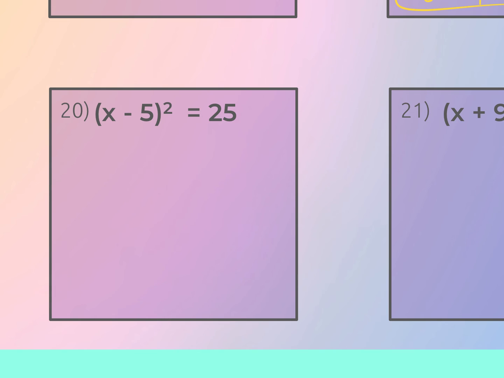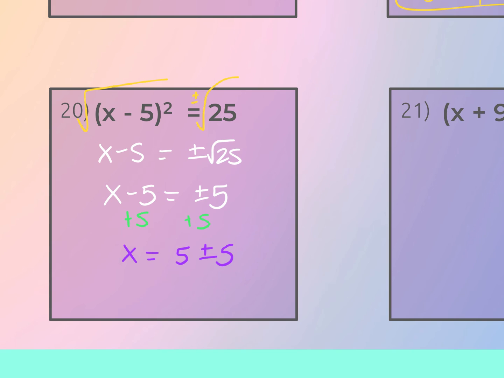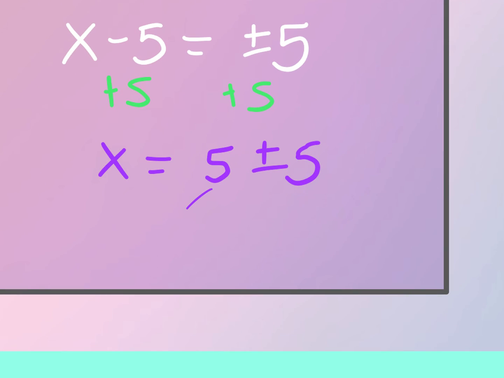All right, 20. Step 1 is what? Square root both sides, putting a plus and minus in front of that 25. X minus 5 equals plus and minus square root 25, which is 5. So I get plus and minus 5. And then add this 5. And I get x equals 5 plus and minus 5. This I can actually simplify. This is two different answers. I have one that is 5 minus 5, and I have one that is 5 plus 5. So 0 and 10.